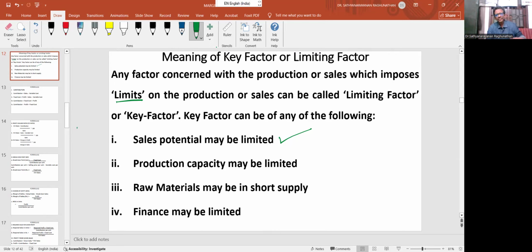Limiting factors are those which reduce your, what to say, sales potentiality, and which may slow down your business. So you have to be very careful while considering these factors. Sales potentials may be limited, production capacity may be limited, raw materials may be in short supply, finance may be limited. These are all very important resources for your organization in order to promote sales, expand your business, diversify your business, and so on.